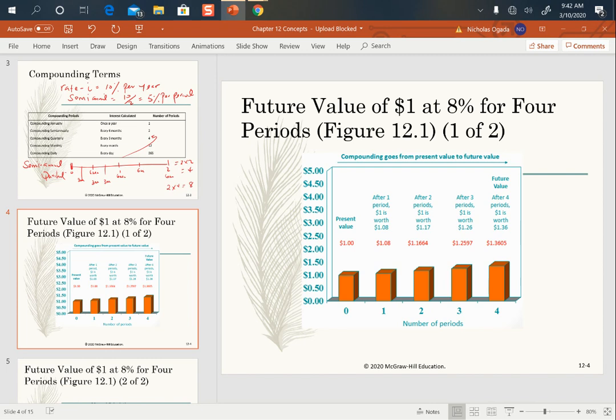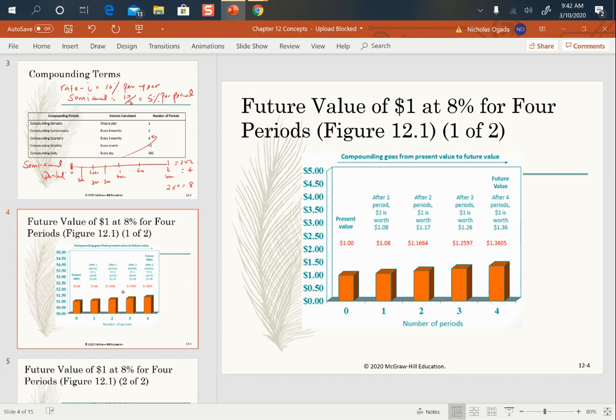In this example, you're being given that you invest $1 today over 4 years at 8%. So how much will the future value be at the end of 4 years using those particular terms? So in this example, you invest $1 at 8%. This will end up being 1.3605 at the end of 4 years. So you'll have earned interest on interest on interest.